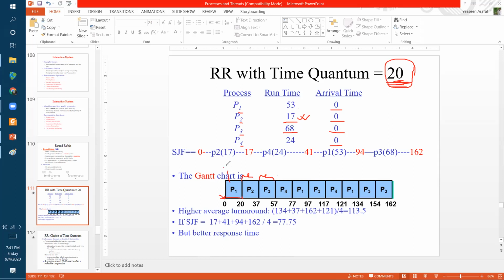Okay. So P1 has done its 20 seconds job. P2 is finished already. P3 has done its job of 20 seconds.